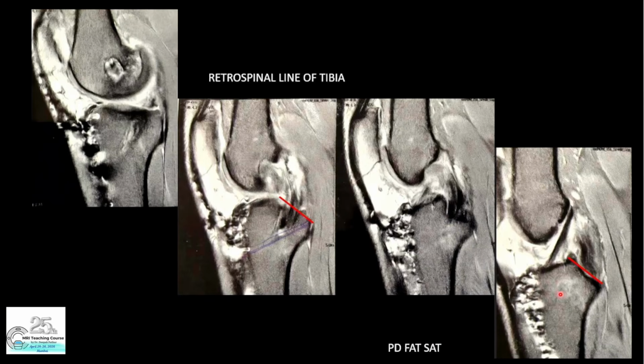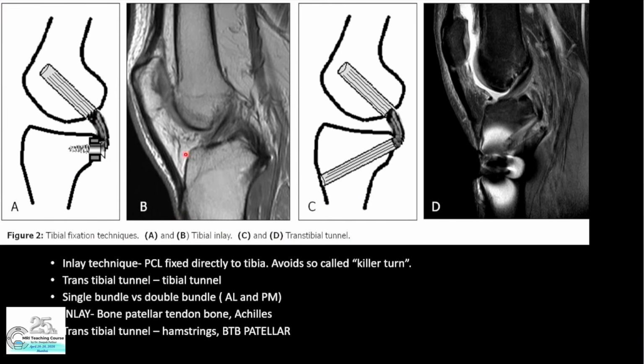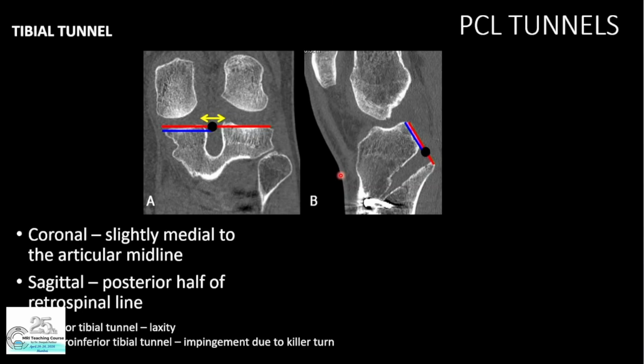So here we should get introduced to the concept of the retrospinal line of the tibia. This posterior slope in the intercondylar notch of the tibia is called the retrospinal line, and the PCL normally gets inserted in this posterior portion of the retrospinal line. So this tibial tunnel is abnormal. It has been anteriorly drilled, and in fact the surgeon has also drawn the expected location of the tibial tunnel. So these are the two techniques of PCL repair. One is called the inlay technique, where the screw is directly fixed into the tibia through the graft, and in the other method we have a tibial tunnel like this.